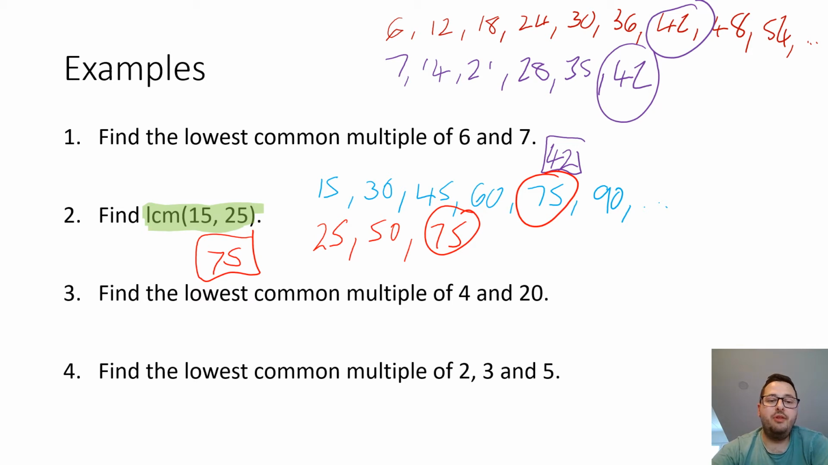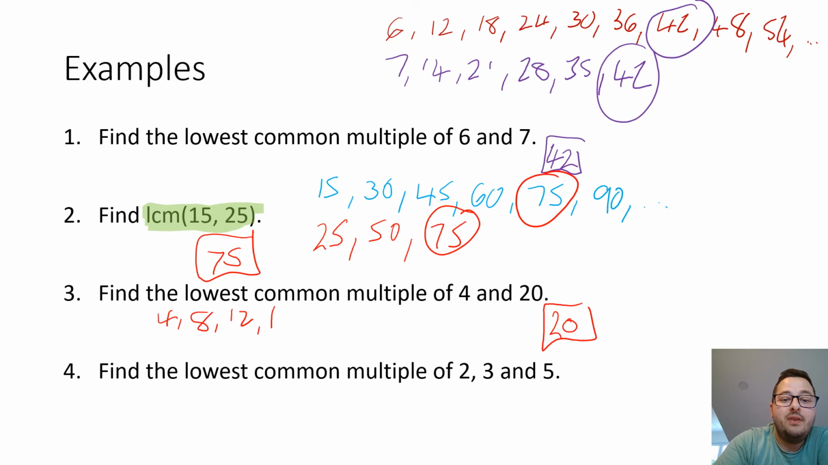Great. Number 3, find the lowest common multiple of 4 and 20. Now actually I'm going to look at this and I'm noticing that 4 is a factor of 20. Or in other words, 20 is in the 4 times table. So actually the lowest common multiple of this is just going to be 20. Yeah, so if you did write out the times tables, you'd have 4, 8, 12, 16, 20. But then obviously the first number in the 20 times table is 20.